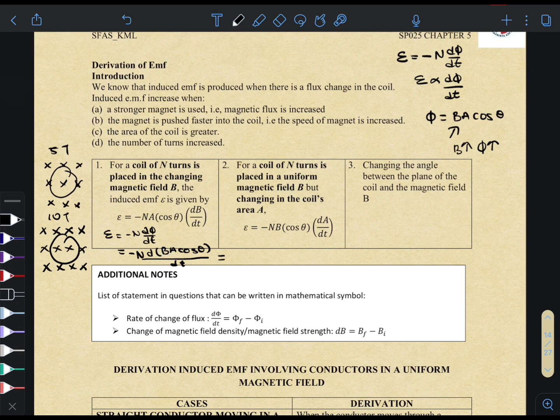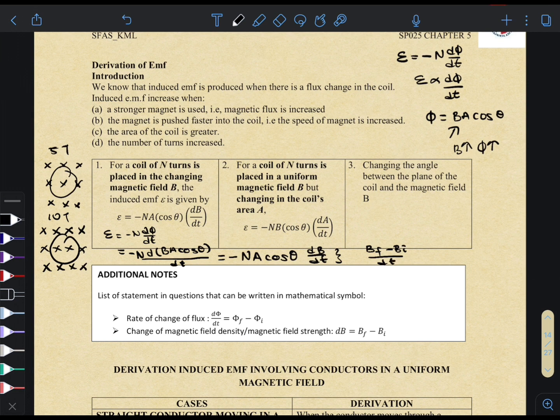Okay, so this equation now becomes negative N. A does not change, cos theta does not change. So you do not do anything with them. You bring them forward. It will become dB over dt, where your dB over dt is your B final minus B initial divided by the duration of your time.